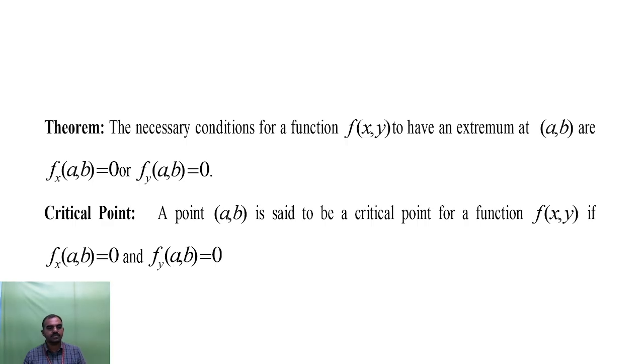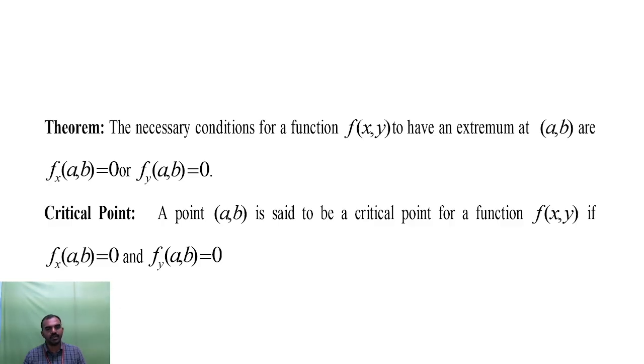So that is a theorem. The necessary condition for a function f(x, y) to have an extreme at (a, b) is fx(a, b) = 0 and fy(a, b) = 0. So the first derivative with respect to x equals 0 and the first derivative with respect to y equals 0. Then it is a critical point.